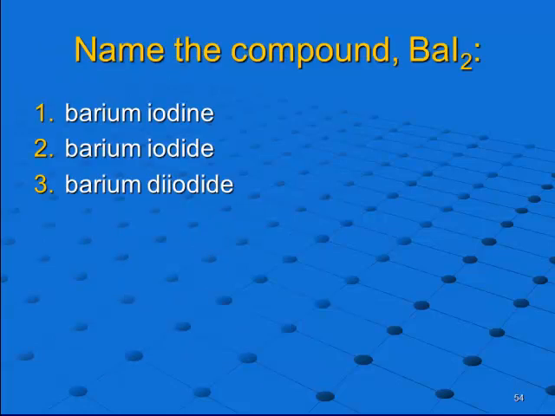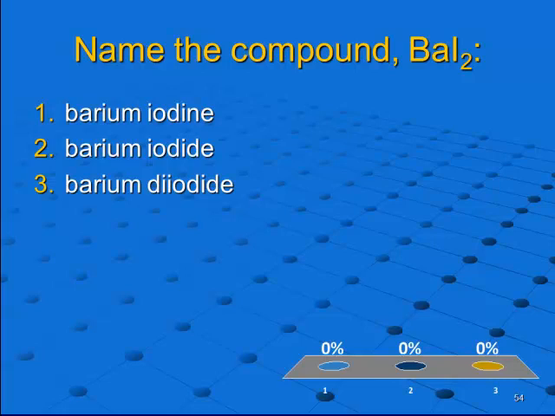So if I give you a quiz, barium with 2 iodines, you're going to find it's a metal with a nonmetal. The metal is represented by finding its location on the periodic table. So the name simply is going to be barium iodide. We have to change that iodine to iodide, showing that it's a salt. So barium iodide, number 2.